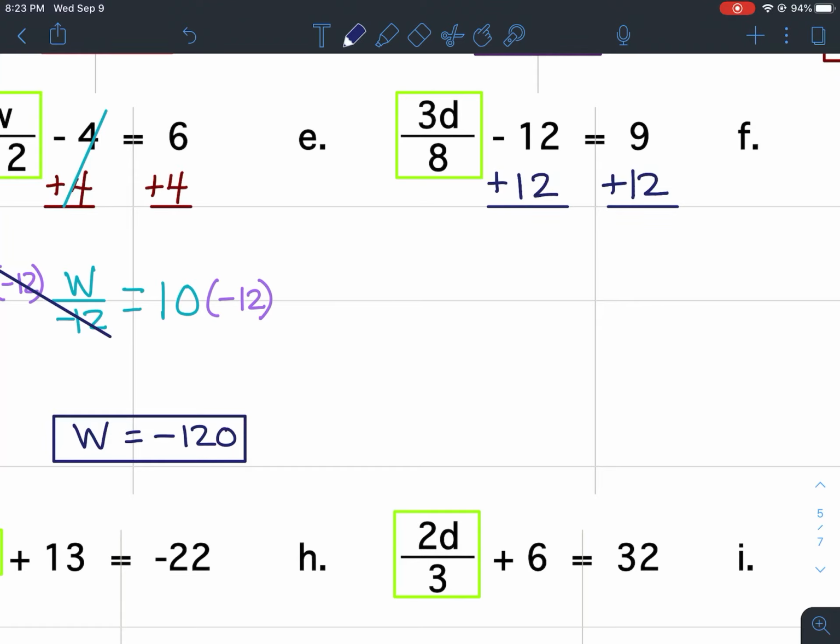If at any point I'm going too fast, always just pause the video to get everything written down. All right, cancel out my 12s. I need to bring down what's in the box.